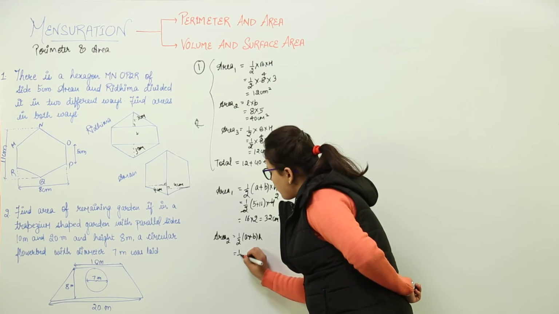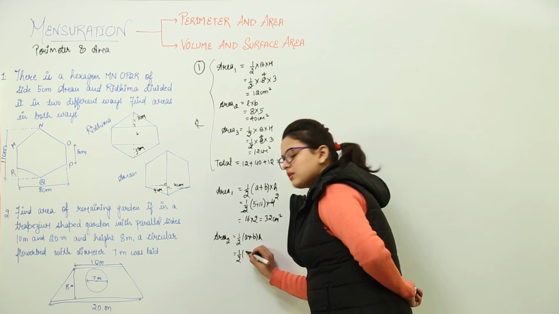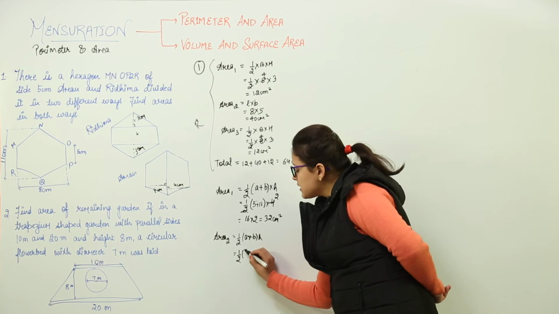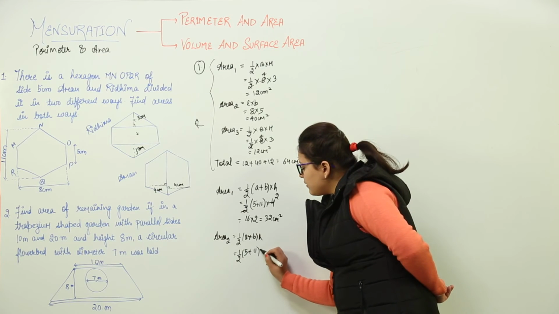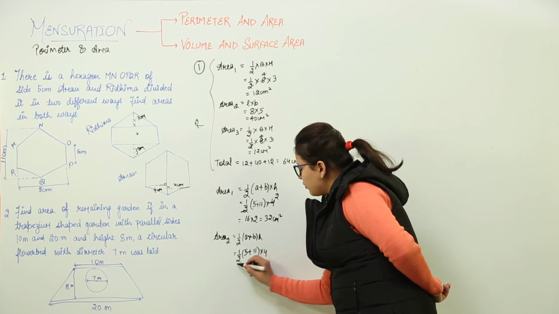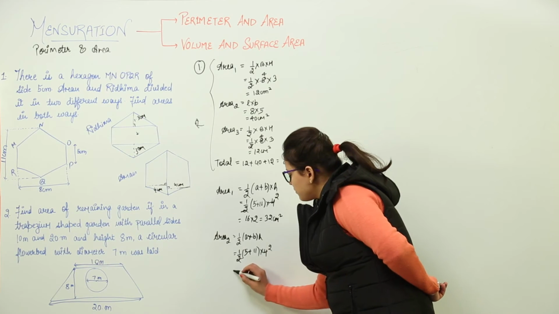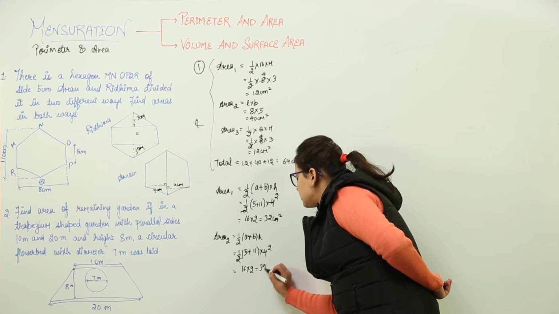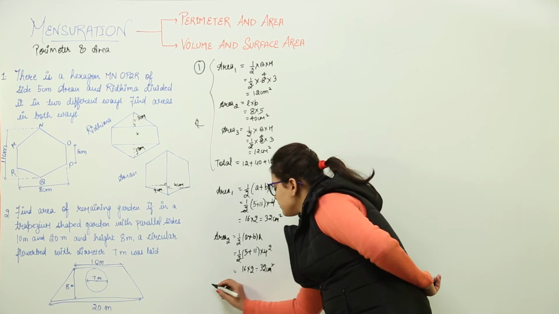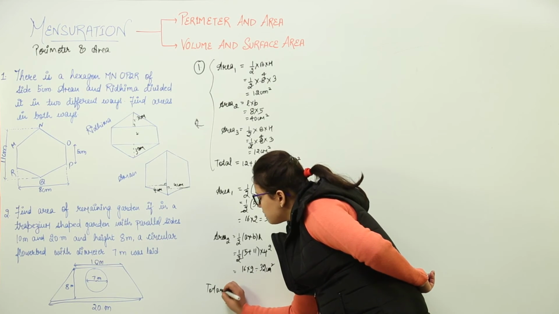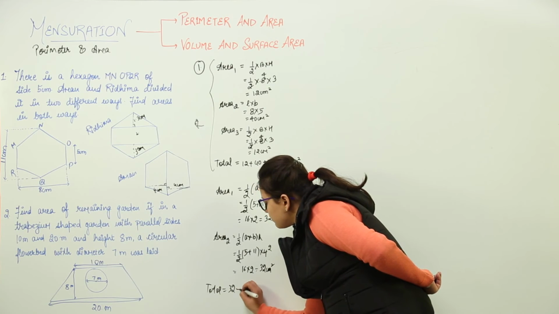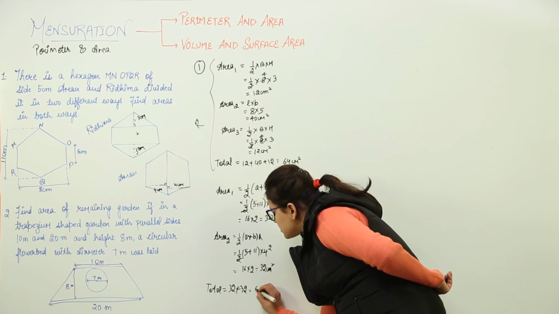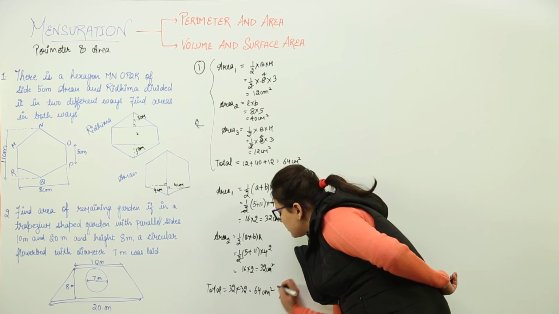So we get 1 by 2. Again the measurements are going to remain the same. That is 5 plus 11 into height, which remains 4. So 2 2s, this becomes 16 twos are again 32 centimeters square. So now the total becomes 32 plus 32, which is equal to 64 centimeters square.